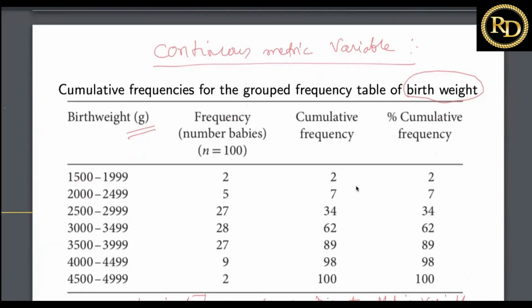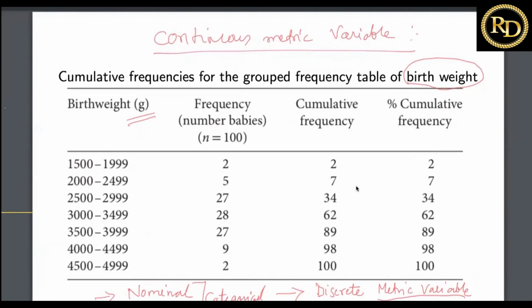Now, another example is the continuous metric variable. Here you can see the cumulative frequency for the birth weight of the babies. You can see how these birth weights are presented: 1500 to 1999 grams, and then 2000 to 2499, and so on, and the numbers are then presented. So this is the frequency distribution, and then the cumulative frequency distribution.